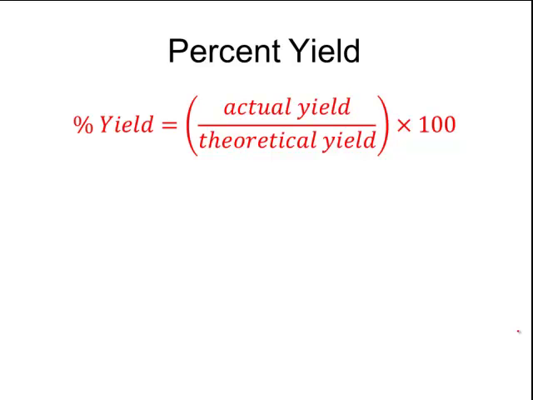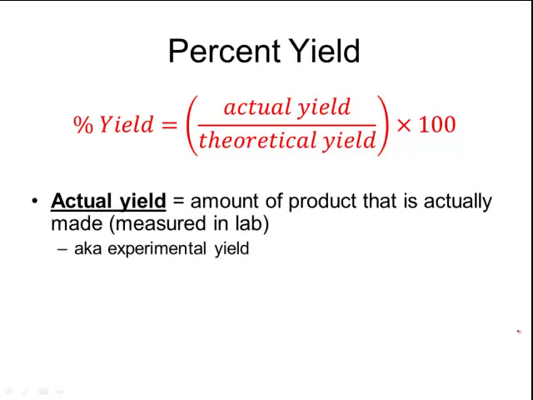The last thing that becomes important when solving stoichiometry problems is determining the percent yield. The percentage yield is the actual yield divided by the theoretical yield times 100. The actual yield is the amount of product that is actually made. And so when you're conducting the experiment in a lab, this is the amount of product that you actually make in the lab, and it would be what you would measure on a scale at the conclusion of the lab. Sometimes this is also called the experimental yield, because it's the amount that you make during the experiment.